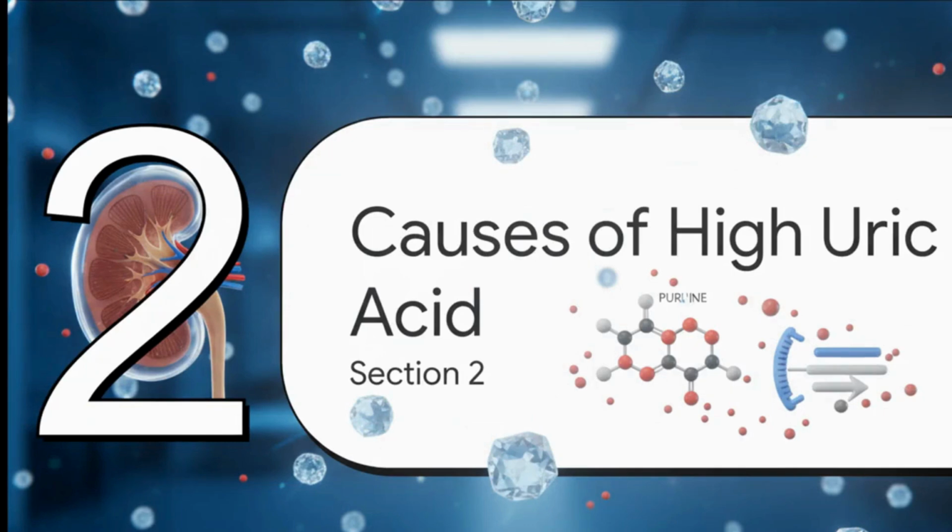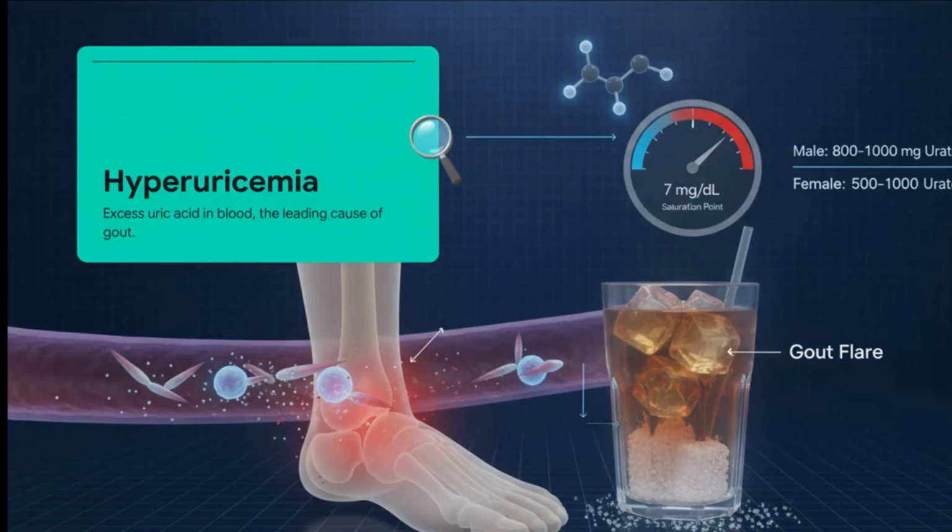Moving on to Section 2, Causes of High Uric Acid. So what causes this whole system to overload in the first place? Why do some people just have way too much of this substance floating around? The answer is hyperuricemia. This is the leading cause of gout. It's basically an excess of uric acid in the blood.